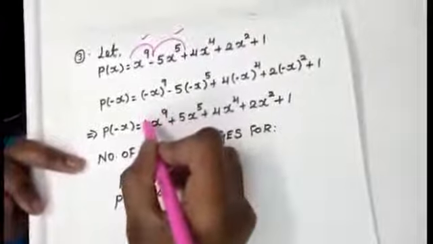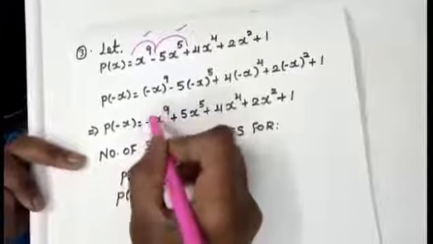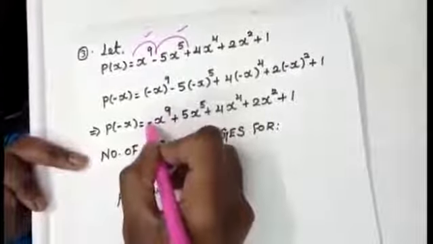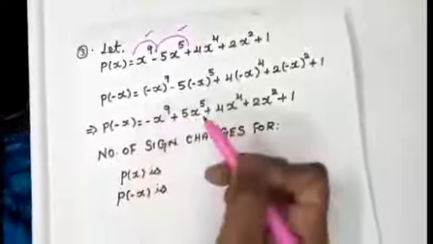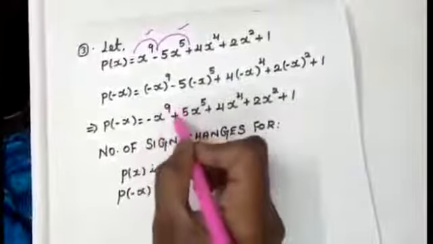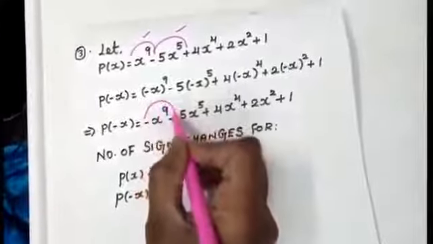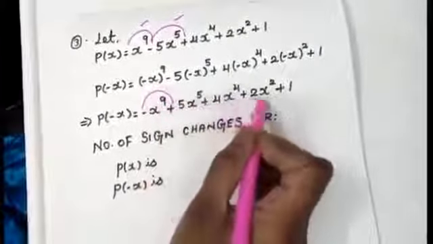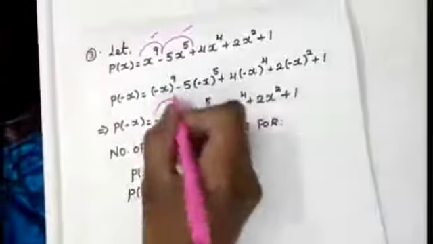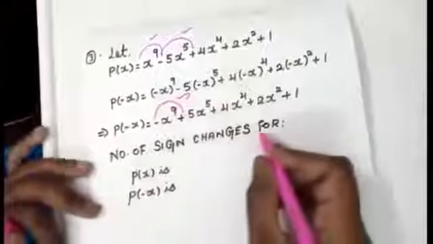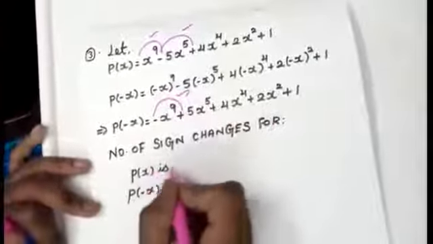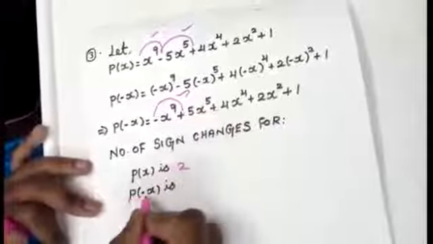Just check here, students. Be clear with the idea. If you get negative, and here also negative, there is no sign change. But in the next step itself, the sign is getting changed, minus 2 plus. But if you see here, everything is positive, so there is no sign change, only one sign change. The number of sign changes for P of x is 2 and P of minus x is 1.